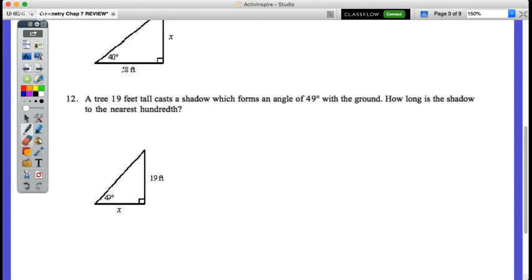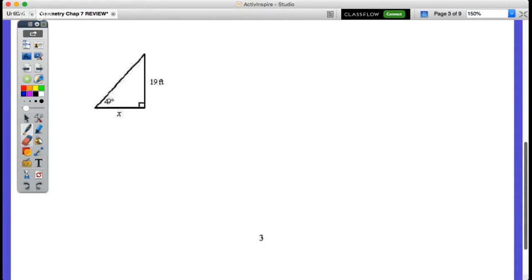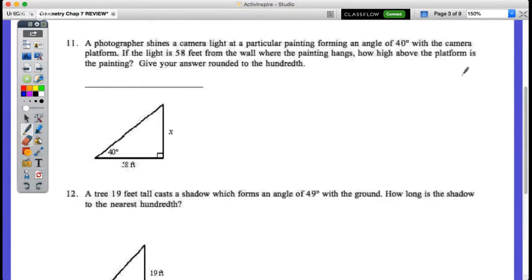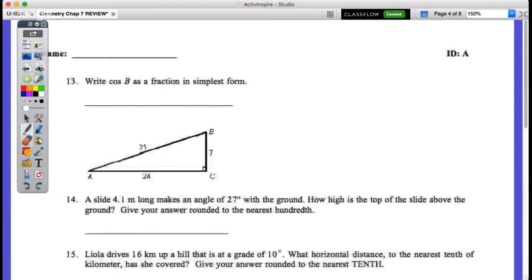Moving on. Problem number 13. Haley and Jacob, do you just want to go? No. Then stop.